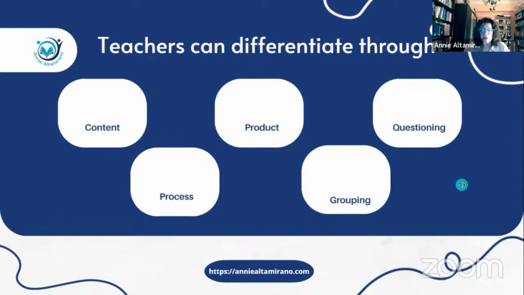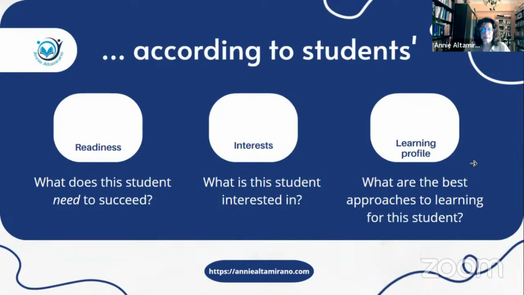So I've mentioned readiness, interest, and learning profile. What do I mean by this? Readiness. Readiness is not a synonym of capacity to learn. It refers to a student's proximity to specified learning goals. So planning instruction based on readiness guides us to think, okay, what does the student need to succeed?